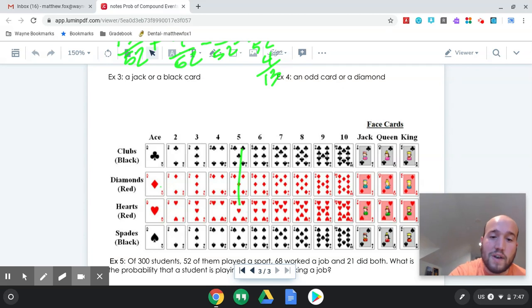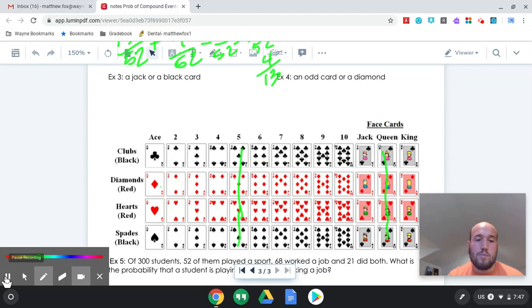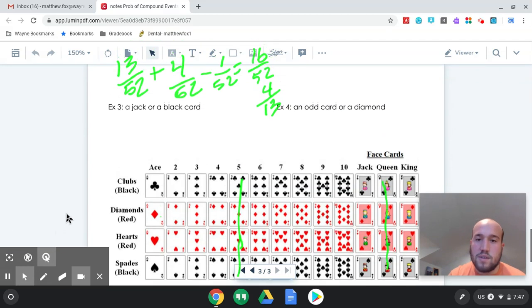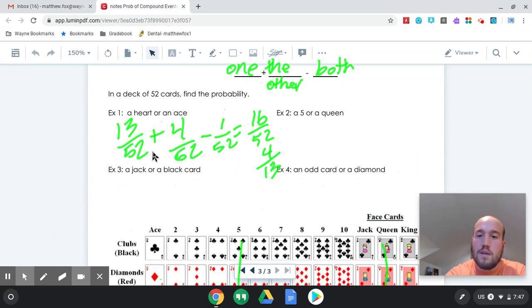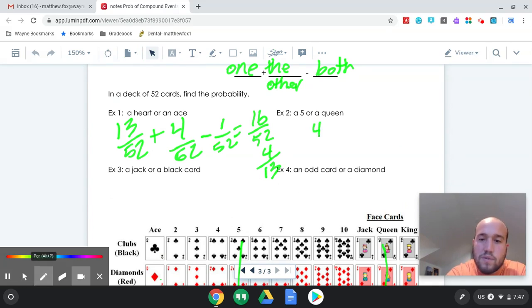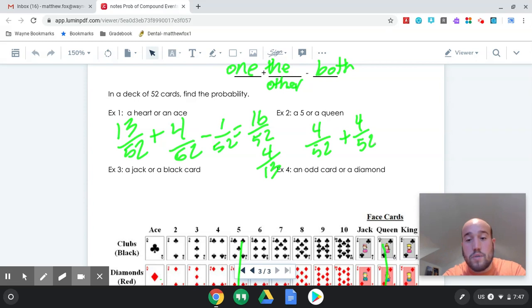Okay, it could be a 5. There's 4 of them. It could be a queen. There's 4 of those, but it could not be both. Okay, so for this one, all we have to do then is do 4 over 52 plus 4 over 52. We could subtract 0 if you want, because there's 0 cards that are both a 5 and a queen. Or we can just leave it, and we'll get 8 over 52, which will reduce to 2 over 13.